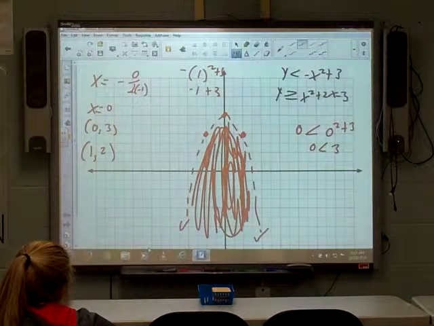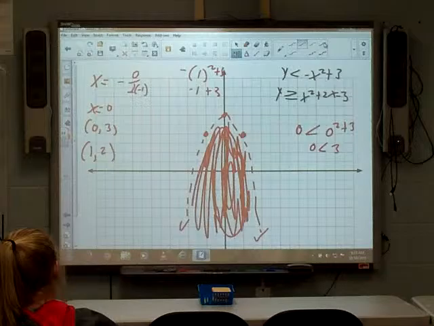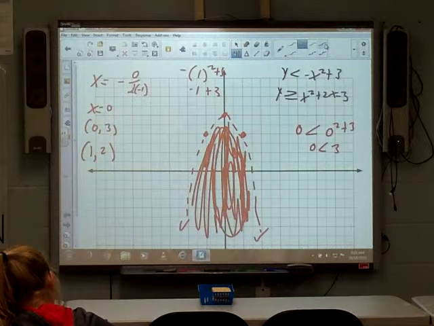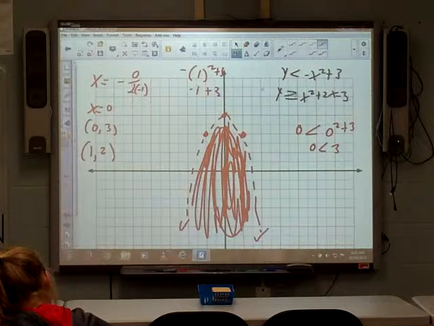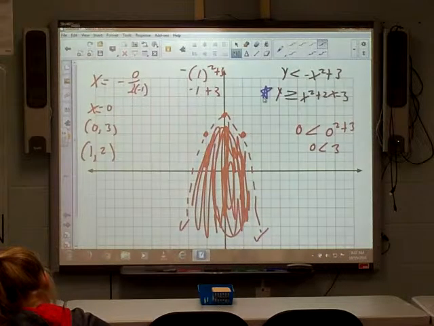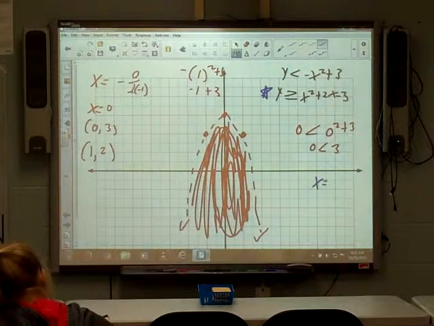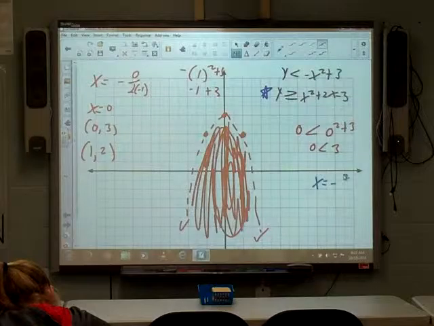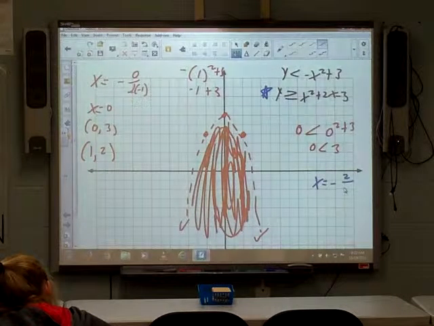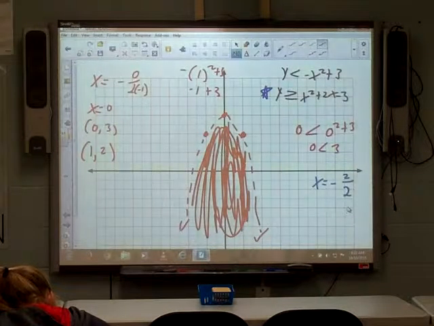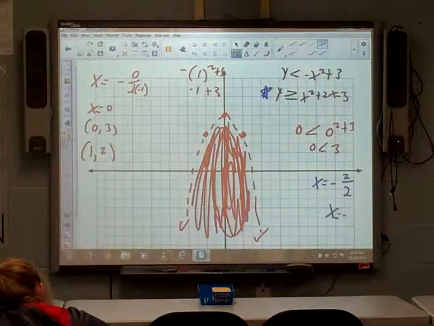Alright, I'm going to do the second inequality there in blue. I think that's blue. Alright, so we're on the second one now. We're on this one here. So that's going to be x equals negative b over 2 times a. My a is 1, so that's just this negative 1.